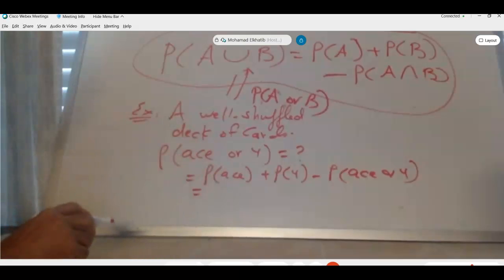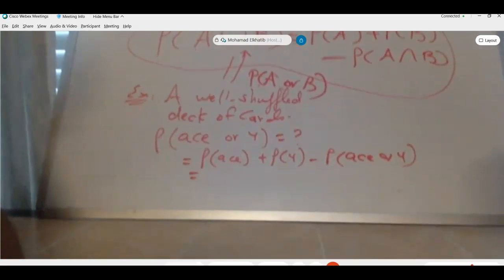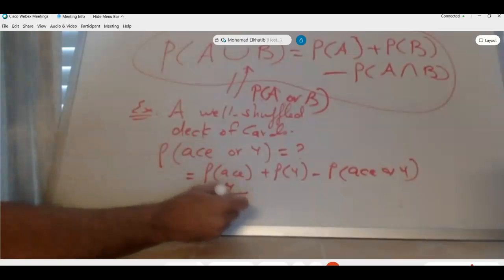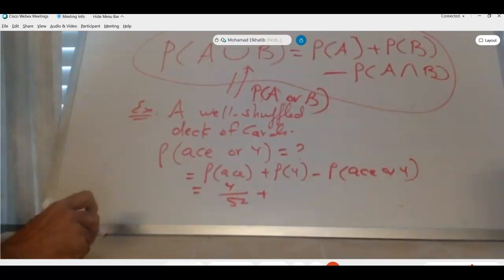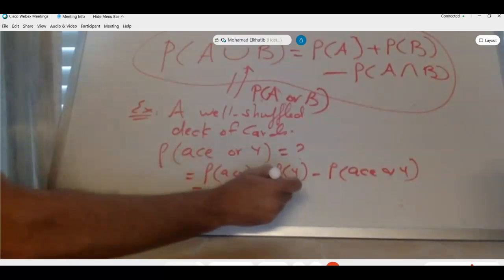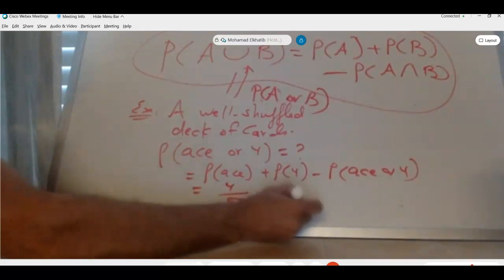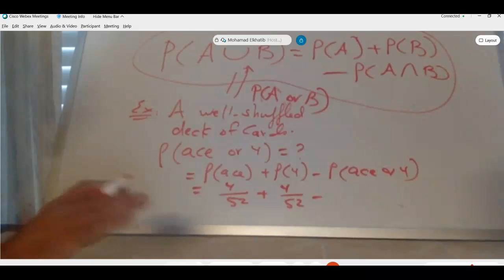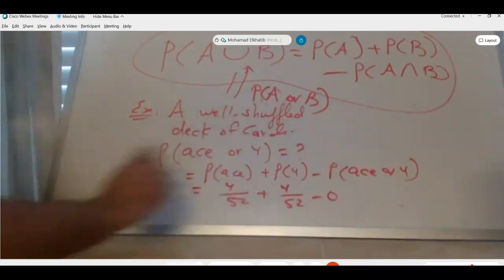How do you find the probability of getting an ace? How many aces are there in a deck of cards? 4 out of 52. How many 4s are there in a deck of cards? 4 out of 52. Minus. Is there anything common between ace and 4? No, they're different cards. So this would be 0.